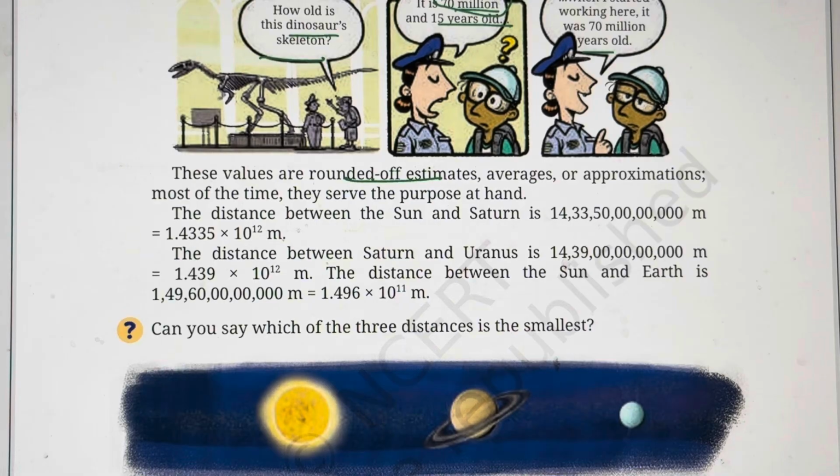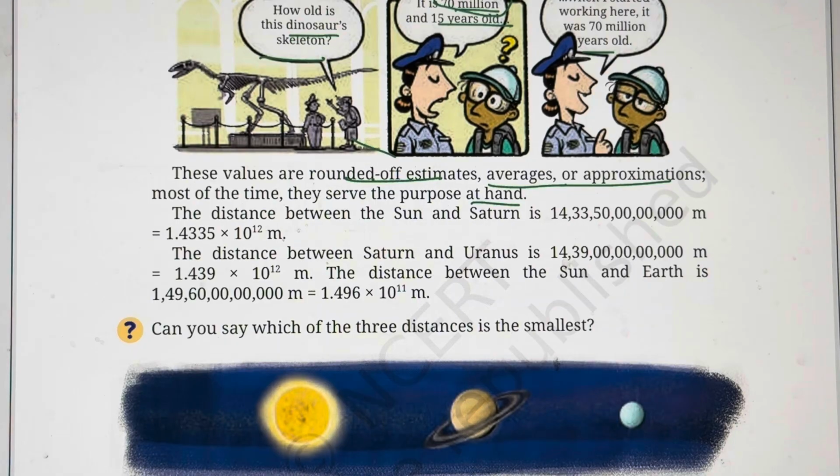So now these values, they are rounded off, they are estimates, averages, or approximations, right? Most of the time they serve the purpose at hand, right? You don't need to know 15 years old, then you will talk about months and days, which is not necessary. Similarly, let us take one more example, which will make your concept clearer.